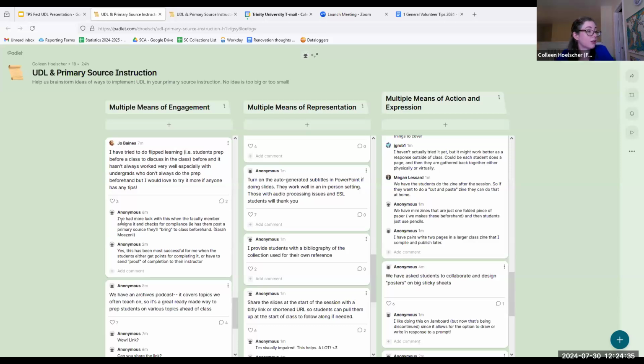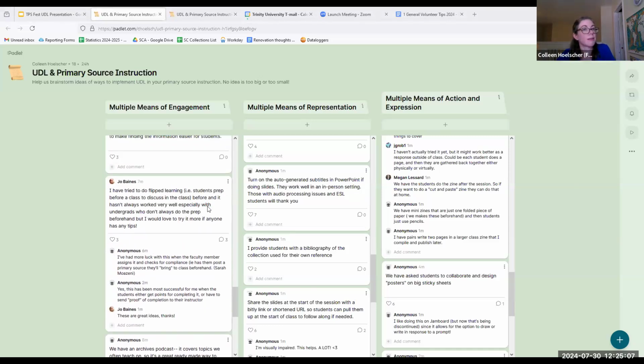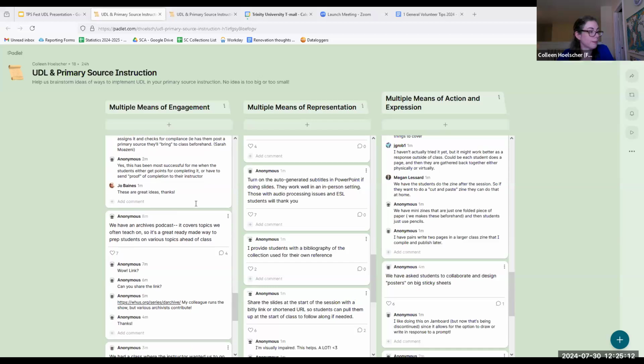Another person said they've tried to do flipped learning. Students prep before class to discuss in the class, and it hasn't always worked very well, especially with undergrads who don't always do the prep beforehand. And someone responded that they've had more luck with that when the faculty member assigns it. Definitely, that's been my experience as well. And then another person said yes, when students actually get points for assigning. That's been my experience as well, is students aren't always great about doing pre-class work if there's not a reason for them to do it.